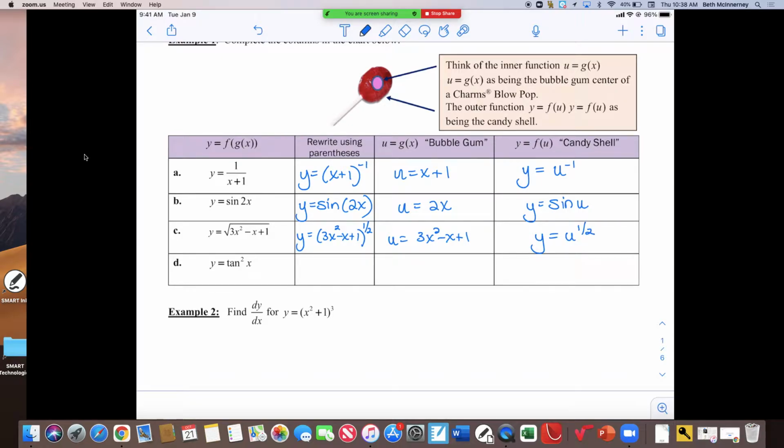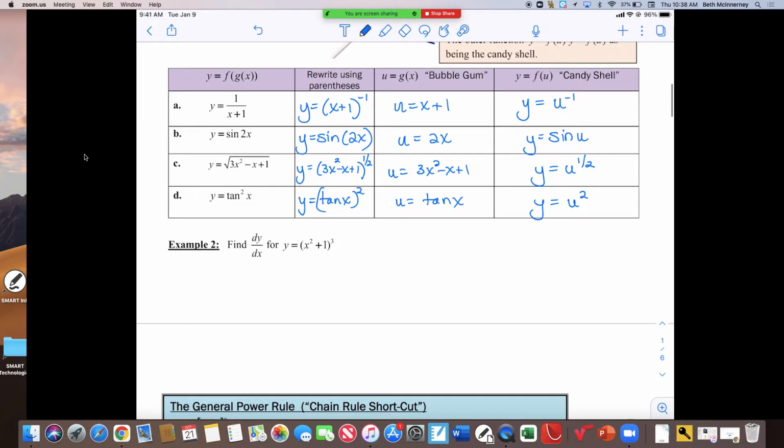All right, letter D. Don't let this bother you. When I see tangent squared x, that is just the convention, the way that we say tangent x, the quantity squared. So what is my inside? What's u here? Tangent x. What are we doing to tangent x? Squaring it.